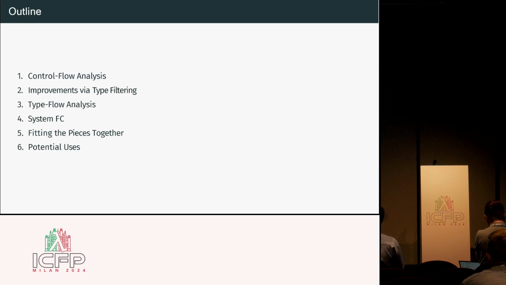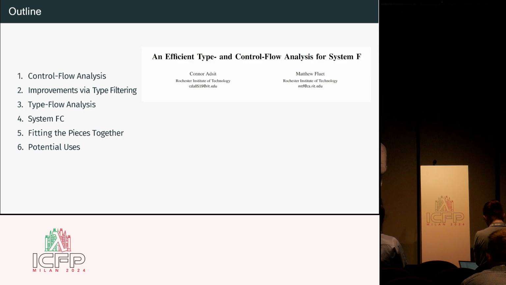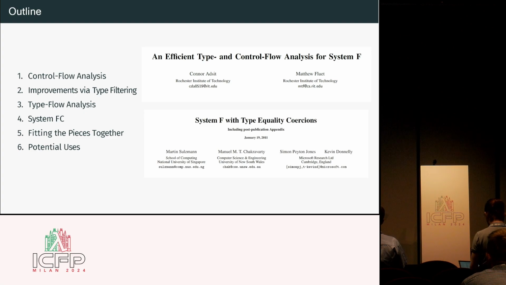So this talk is mainly a culmination of two existing works, which is a control flow analysis with type flow analysis as well for System F by AdSit and Fluit, and the System FC work, which is by Solzman and all the collaborators, and it's been extended since. So what I'm going to do is talk about how control flow analysis is normally implemented, how the type and control flow analysis improves on this by using types, what System FC gives us, and then finally how we can use these all together to improve how programs are optimized.